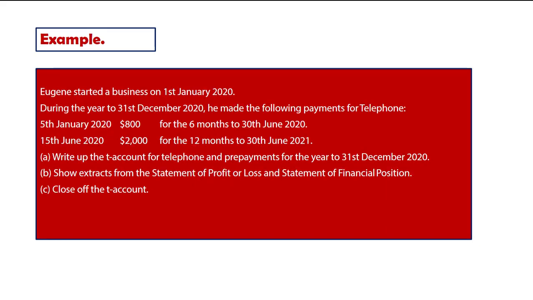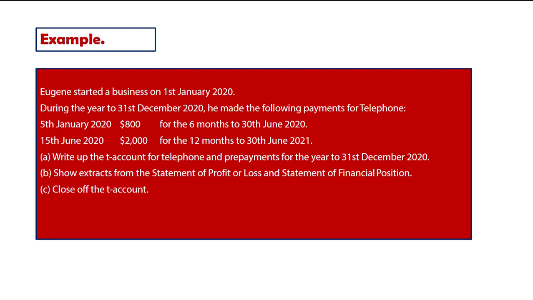Let's look at an example. Eugene started the business on 1st January 2020. Now, during the year to 31st December 2020, he made the following payment in respect of telephone. Mind you, we are solving this question in relation to a period that is starting on 1st January 2020 and ending on 31st December 2020. The first expenditure was made on 5th January 2020 of $800 for a period of 6 months ending 30th June 2020. It means that this 6 months is starting from 1st January 2020 to 30th June, which relates to this period, so it will be an expense.